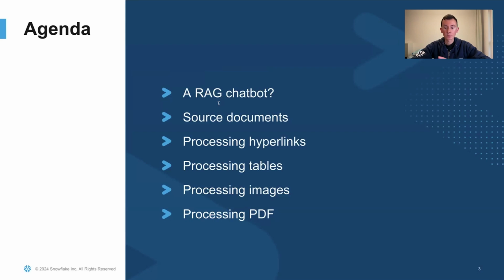And then I will start with different steps that we did to ensure that the chatbot was as efficient as possible. So in the order, we are going to see how we process hyperlinks, how we process tables, how we process images, and finally, how to process PDF.